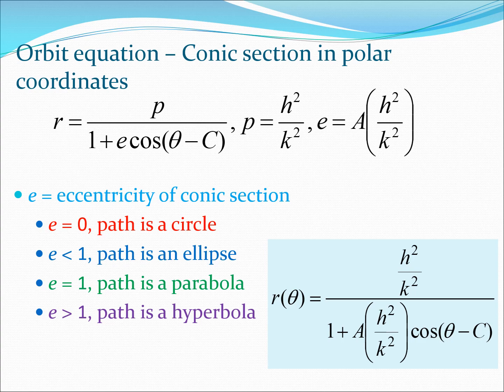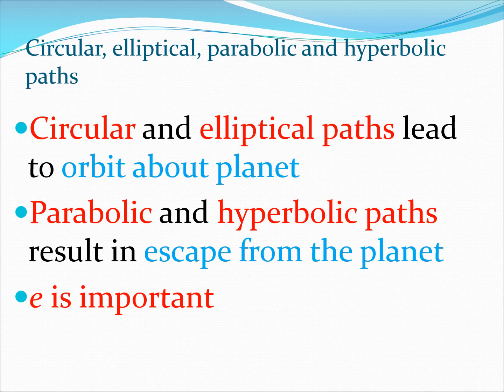So depending on the path, the trajectory of that flight vehicle or space vehicle is going to be different, and it is going to circle around the earth or it is going to go out of the earth's orbit. So these are conditions which are likely to take place. So essentially we can say at this point that circular and elliptical paths lead to orbit about the planet, and parabolic and hyperbolic paths result in escape from the planet. Therefore e is very important because depending on the value of e, the particular trajectory of that spacecraft is going to be there.